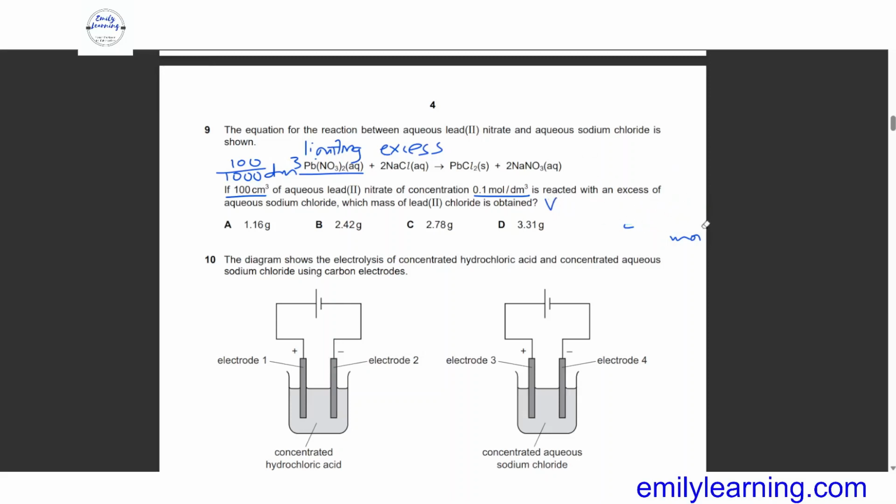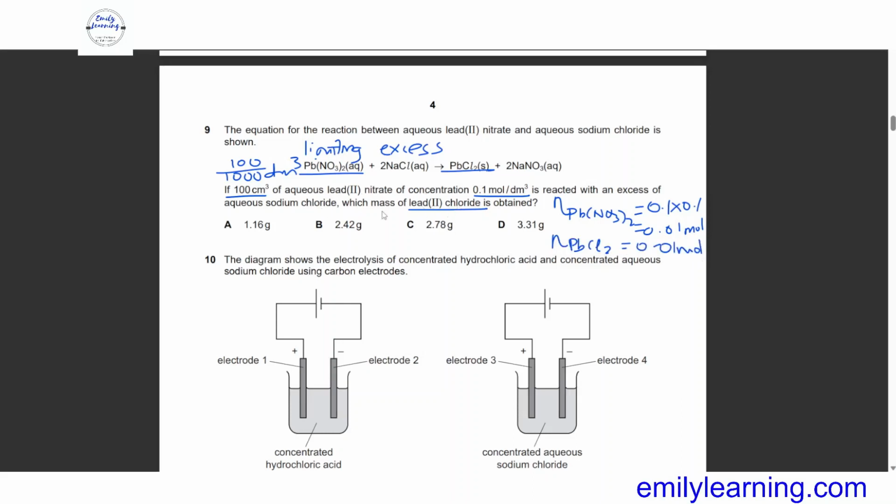We want to find the number of moles of lead(II) nitrate. The number of moles will be equal to the volume multiplied by the concentration. The volume must be in dm³, so we take 0.1 dm³ multiplied by 0.1 mol per dm³, which gives us 0.01. So the number of moles of lead(II) nitrate is 0.01. Next, let's look at this equation because we are interested in lead(II) chloride. The mole ratio of lead(II) nitrate to lead(II) chloride is 1:1. So if 0.01 mole of lead(II) nitrate is used, there will be 0.01 moles of lead(II) chloride formed.